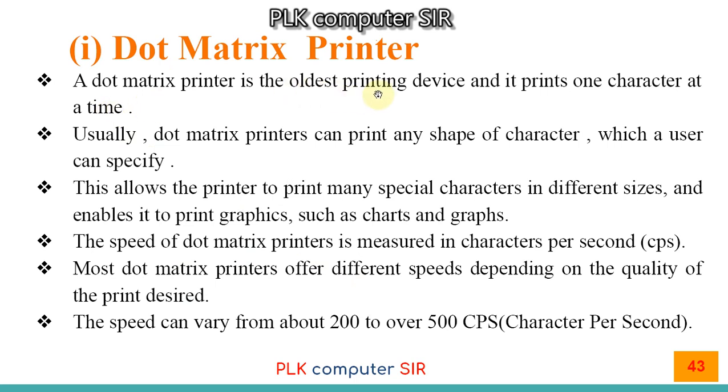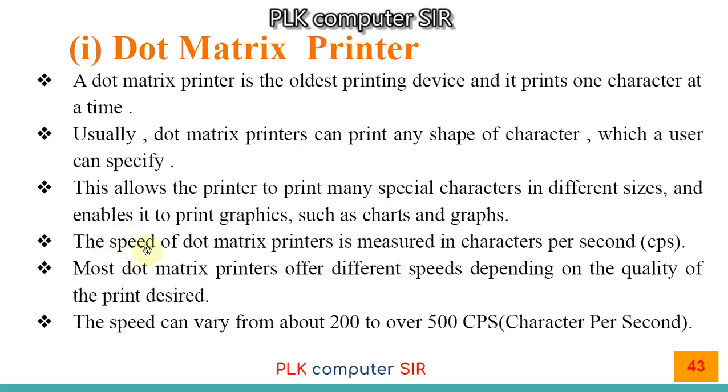Dot matrix printer. A dot matrix printer is the oldest printing device and it prints one character at a time. So only one character per time. Usually a dot matrix printer can print any shape of character which a user can specify. So according to the user's need, it will print. This allows the printer to print many special characters in different sizes and enables it to print graphics such as charts and graphs. Charts and graphs will be printed by a dot matrix printer.